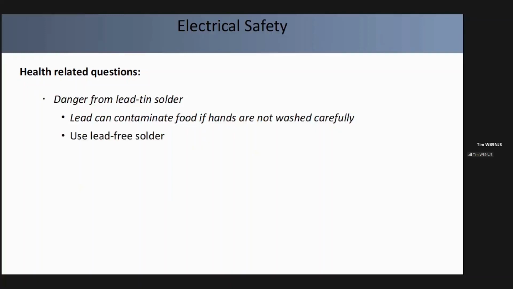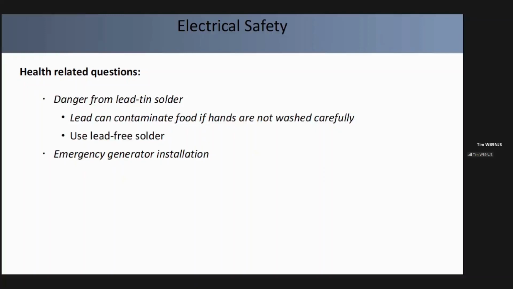There's another solution. Use lead-free solder. These are becoming widely available. Melt point tends to be a little bit higher, but you eliminate that lead risk from the solder in your shack. The other question revolves around emergency generator installations.